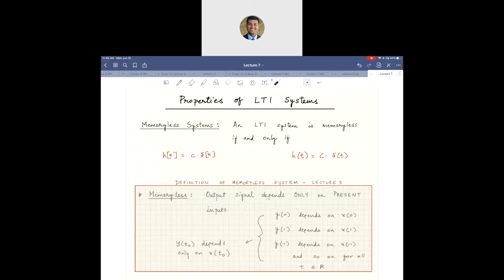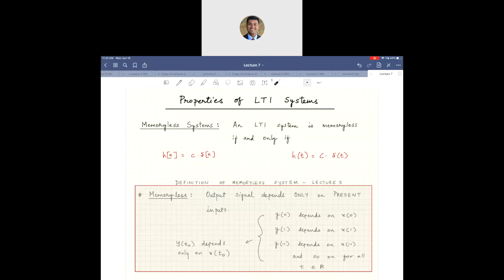That means a system is memoryless only if its impulse response is defined at time 0. At all the other times, it has to be 0. h of t is non-zero only at time 0. So h of t should be some c delta of t, 5 delta of t, negative 2 delta of t, some scalar times delta of t, or in discrete time, c delta of n. If this is not the case, then I cannot call the system memoryless.